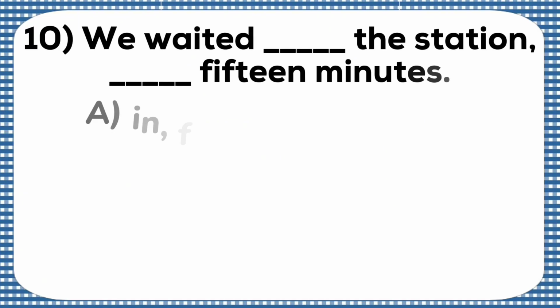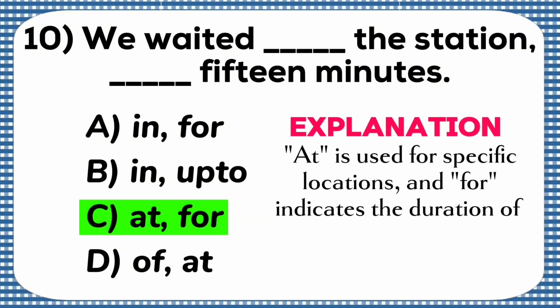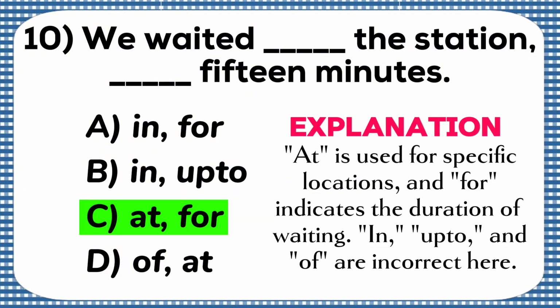We waited dash the station dash 15 minutes. The right answers are option C, at and for. Explanation: at is used for specific locations and for indicates the duration of waiting. In, up to, and of are incorrect here.